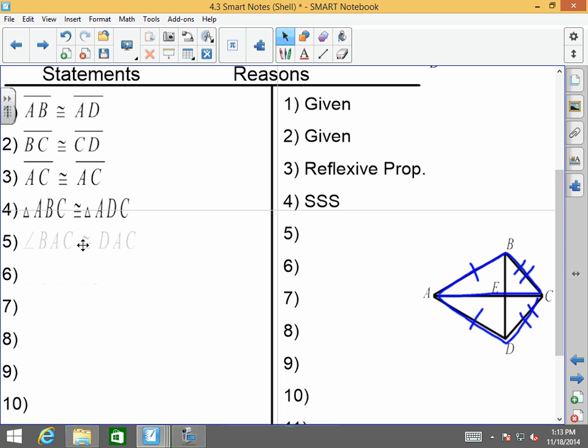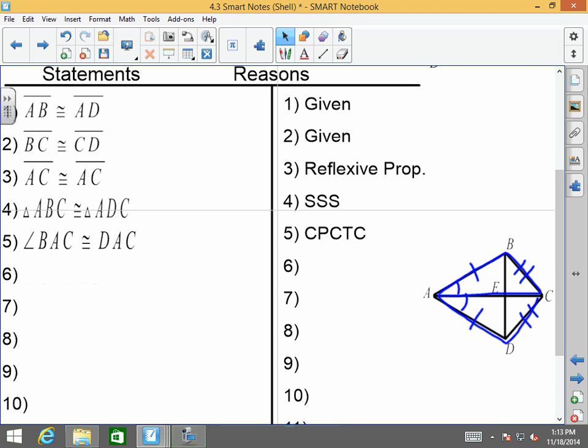Very good. Angle BAC is congruent to angle DAC. Really good job there. Why? You said BAE. BAE and BAC are the same angle, so it is what you said. Believe in yourself. All right, why? Because corresponding parts of congruent triangles are congruent, CPCTC. Very good.